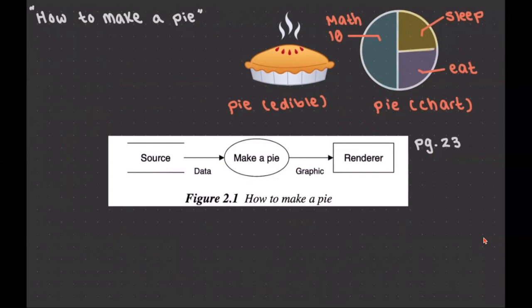I don't know about you all, but I haven't really thought about what goes into actually getting a chart, right? Like, what does it take to actually write this pie chart, get it coded, that kind of thing? So here, based off of the chapter in the book, it's called How to Make a Pie. So not the edible kind of pie, but perhaps a pie chart, where you can see half your time is spent studying Math 10, and the other half of your time is spent sleeping and eating. So let's call this data flow model. So this is a data flow model of how to make a pie chart.